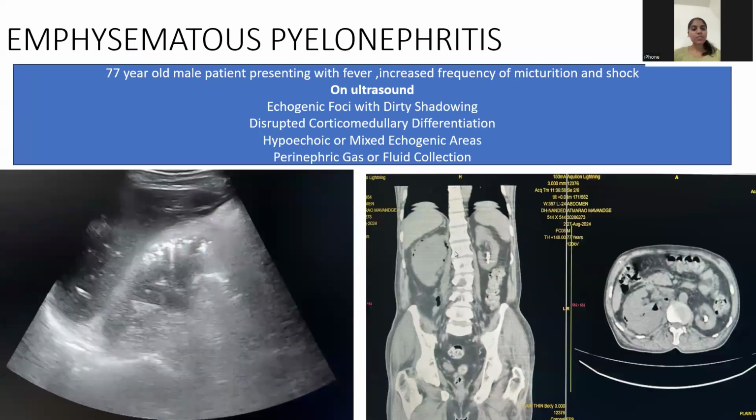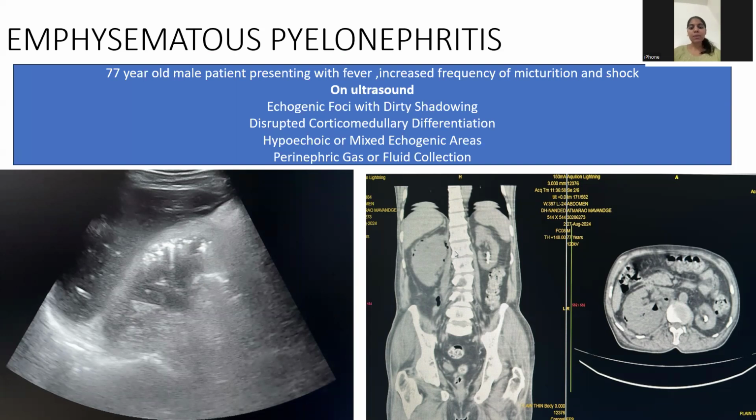And this is a case of a 77-year-old patient who presented with fever, increased frequency of micturition, and shock. On the initial ultrasound scan, we were able to find that there is a complete loss of renal echotexture, raised echotexture with loss of corticomedullary differentiation, and multiple echogenic foci present in the kidney. These were showing ring down artifacts, so mostly these are air foci.